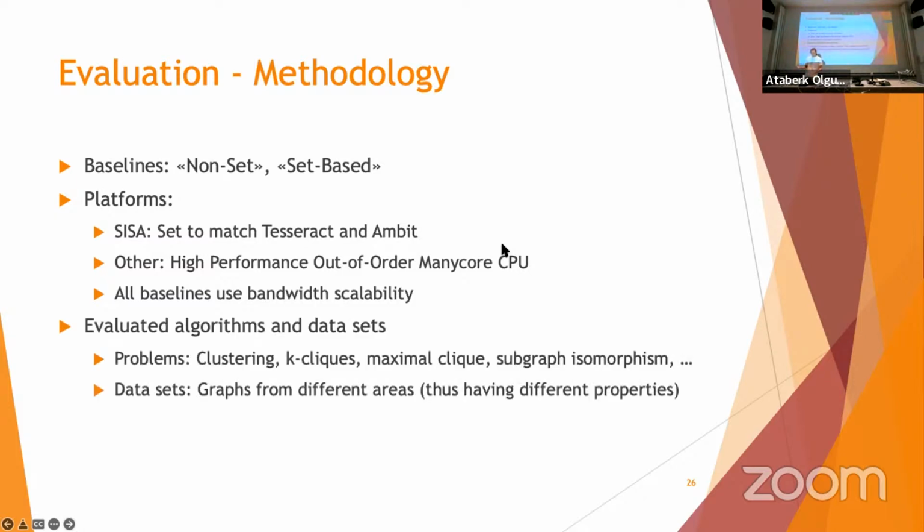The inputs are several graph mining problems like clustering, k-cliques, maximal cliques, and subgraph isomorphism, and the datasets are graphs from different areas, thus having different properties, which is important because the performance of SISA compared to the other models depends on the properties of the graph.